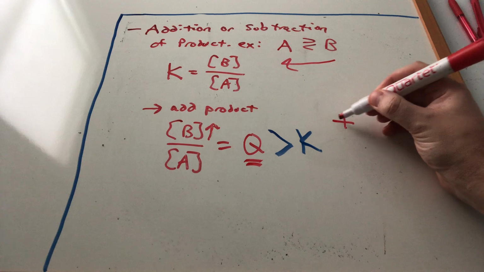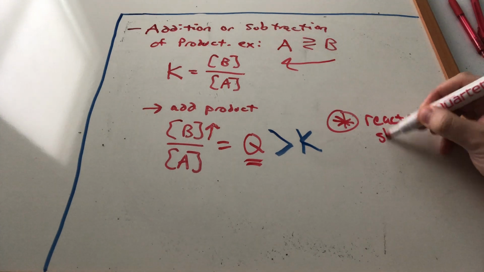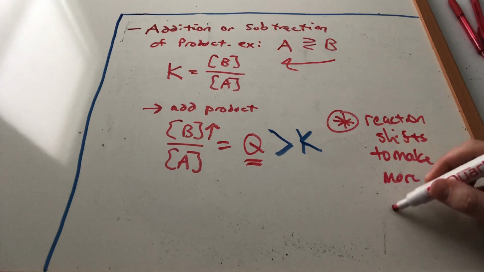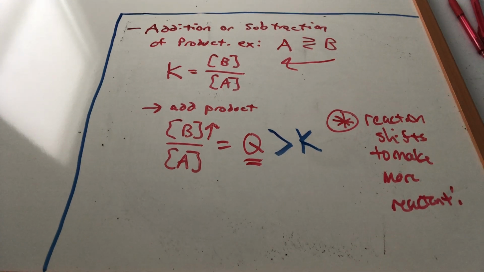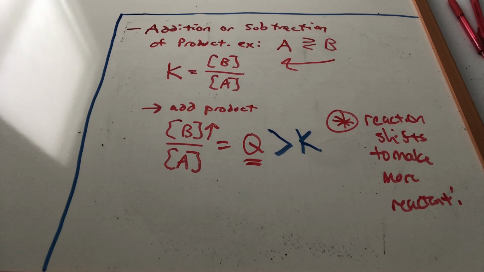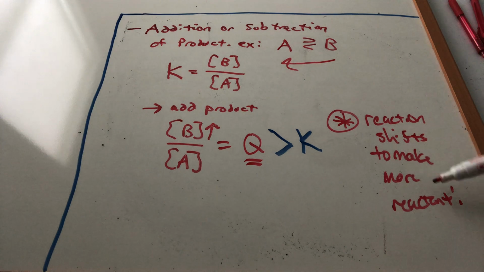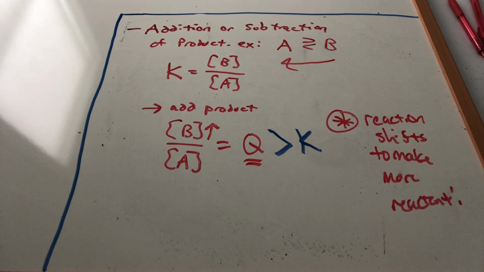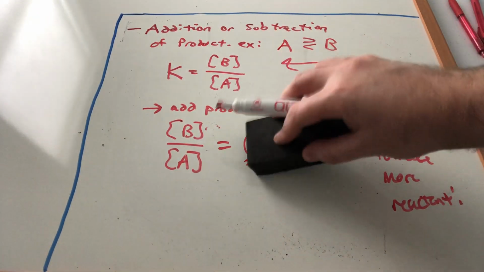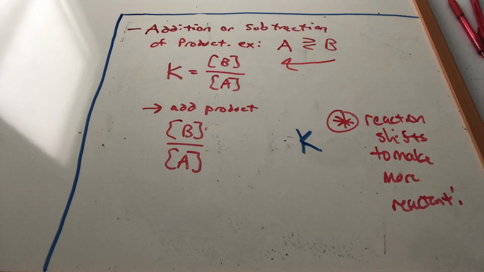And how does Le Chatelier's principle work? What does it tell us happens? The reaction shifts to make more reactant. Pretty simple idea. And again, if we understand Q versus K, then we'll understand a lot of the principles within Le Chatelier's principle. So again, just real quick, we add product. The reaction is going to shift to make more reactant because Q is greater than K at that point. So what'll happen is B will go down, A will go up until you reach K, until your Q becomes K, until you reach equilibrium again.